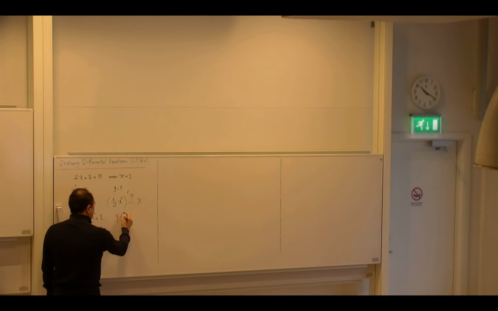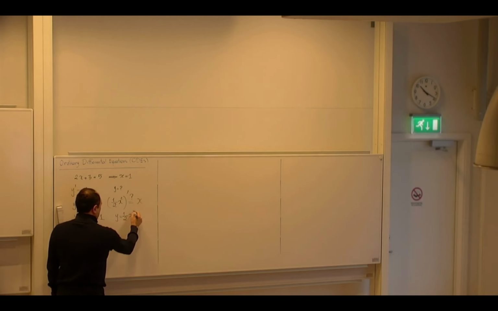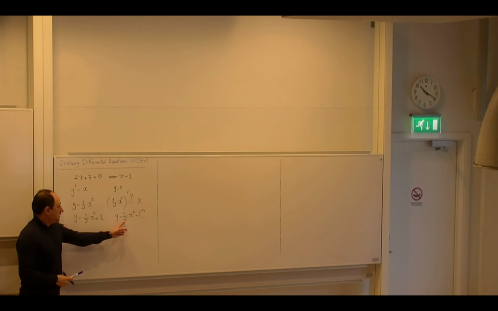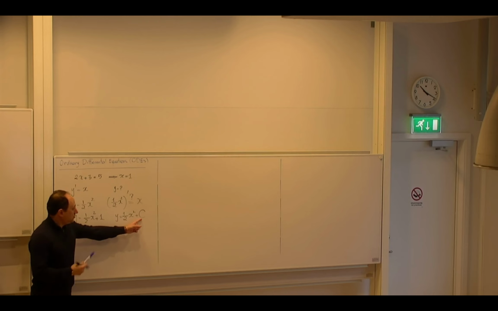Half times x squared, yes? Plus a constant, like k. Plus a constant c. Let me write it c. So this one contains all possible solutions. And c, usually we call it a free parameter. So there is one single free parameter in this.